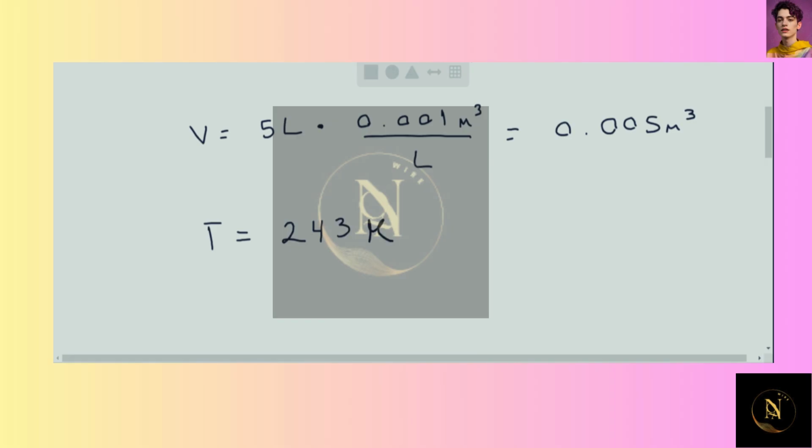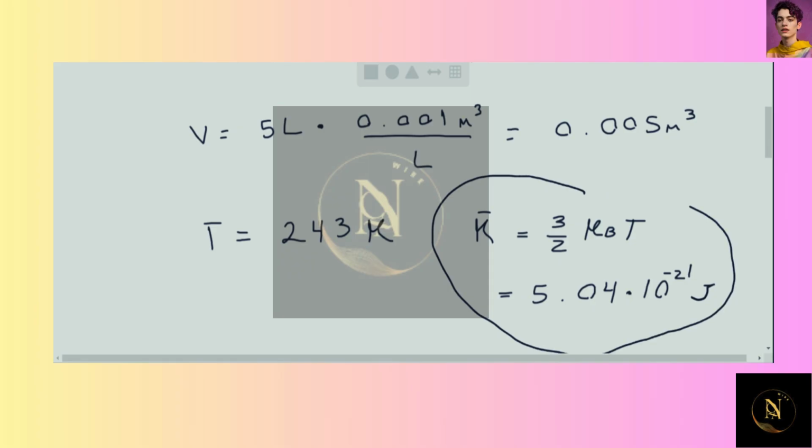which if we substitute into 3/2 kBT here, we end up with 5.04 times 10 to the minus 21st joules. So there you have it. By approximating oxygen as a diatomic molecule, we were able to determine what its average translational kinetic energy is per molecule.